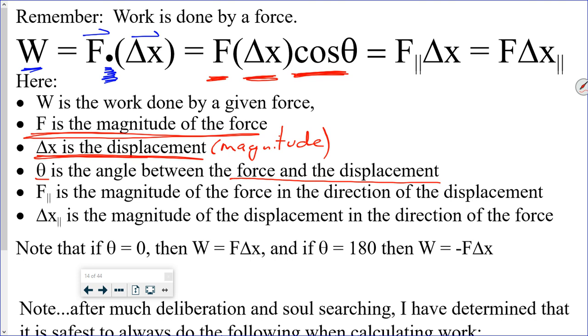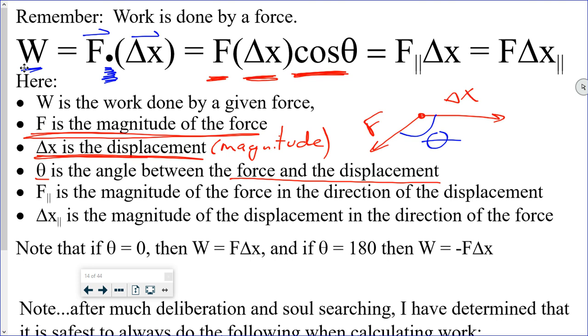So if your object is moving this way and your force is, I don't know, maybe somebody's pushing it backwards trying to stop it, then this is what your angle would be. Okay? All right, so that is one way to calculate work.